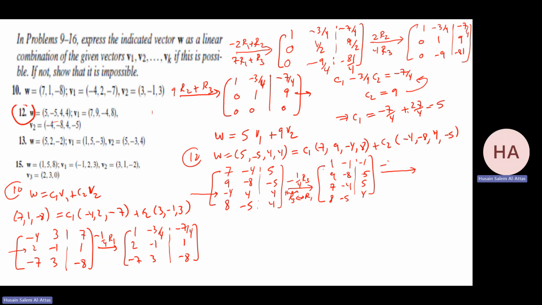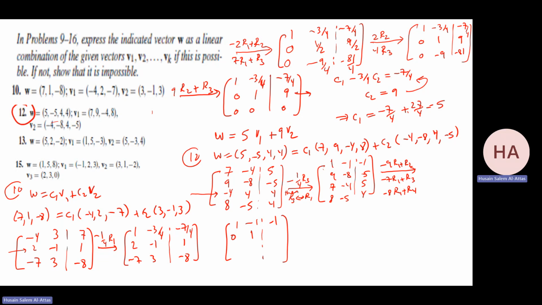Okay. Now I have minus 9 R1 plus R2, minus 7 R1 plus R3, minus 8 R1 plus R4. Let me see what will happen. 1, minus 1, minus 1. Okay, this will be 0. Multiply minus 9, that will be 9, minus 8, that will be 1.